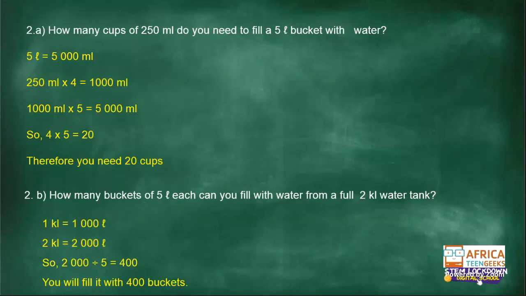So you must always remember, 1 kiloliter equals 1,000 liters. 1 liter equals 1,000 milliliters, right? So always use the information that you are given. Okay, so the correct answer is 400 buckets. Move on to our next slide.